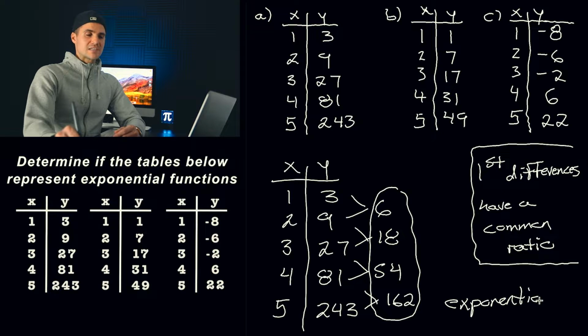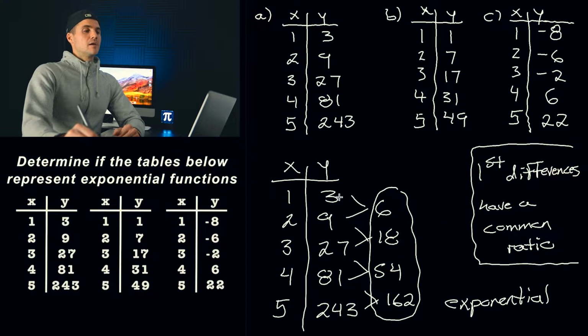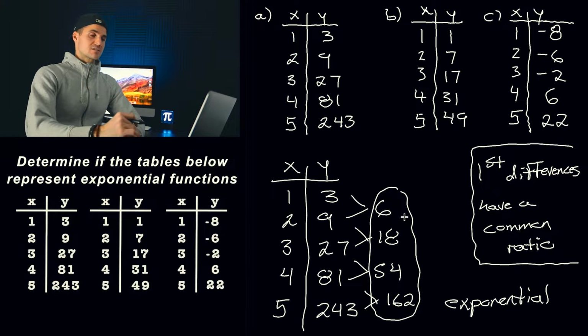Now again, we didn't even have to take this step because the y values had a common ratio, and again, whenever that happens, you already know it's an exponential function. But again, it's not always going to happen that way, and you're going to see that in one of these next examples. You've got to check the first differences, and if the first differences have a common ratio, that's when you know it's an exponential function. Or if they don't have a common ratio, that's when you know it's not an exponential function.